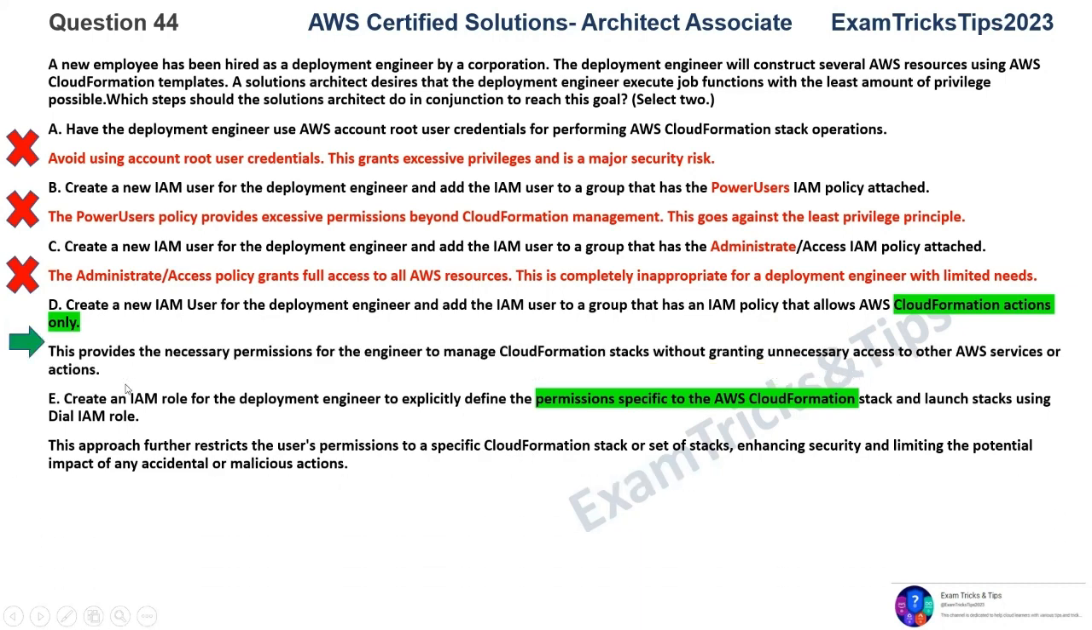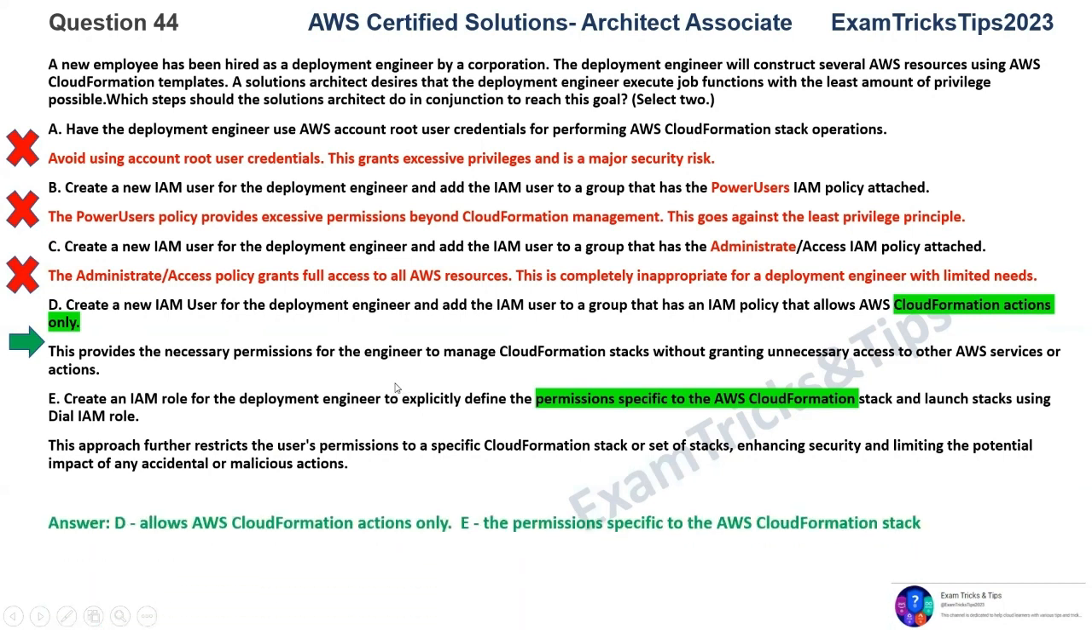And option E says, create an IAM role for the deployment engineer to explicitly define the permissions specific to the AWS CloudFormation tasks. Now, here we are saying that, make a role itself, to create a role that only allows permissions for doing CloudFormation stack related tasks. So this is another good option. So between D and E, you are sticking with the principle of least privilege, and you are giving access to this user as per that particular principle, you are giving him access only for CloudFormation actions. So this is the correct answer for this particular question.